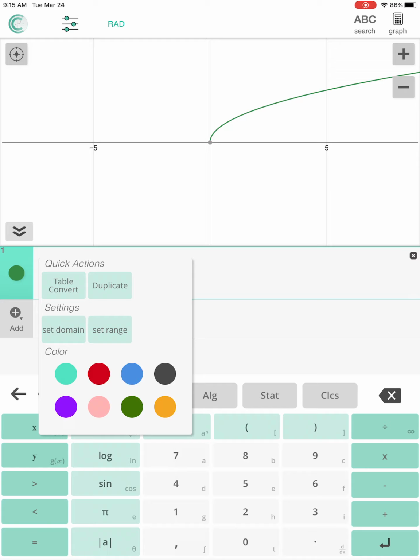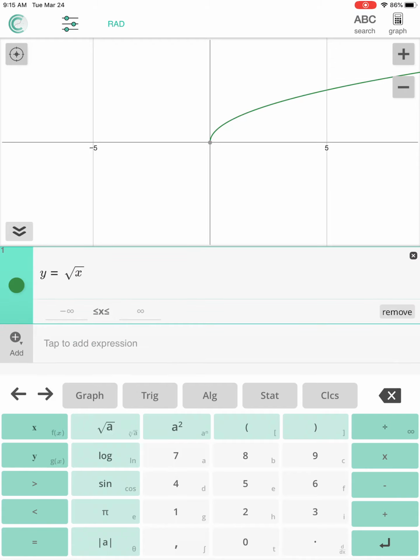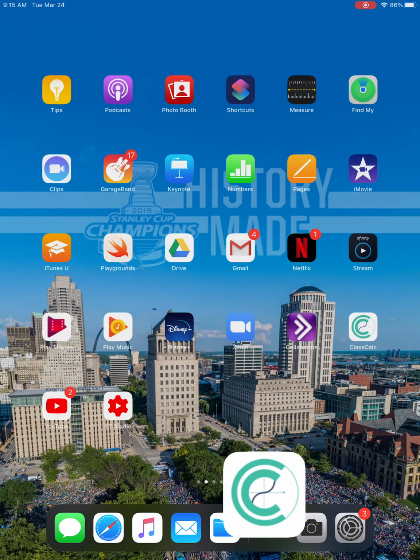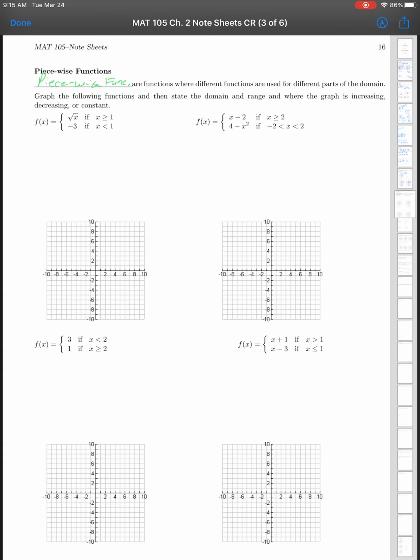You do that by clicking and holding on the green circle there, or whatever color circle it is on yours, and you want to set the domain. So for the domain here, I want x to be greater than or equal to 1. So I want that to be 1 is less than or equal to x. And what you should notice is that if I take that away again, it's removing this little segment of the graph that is less than 1.